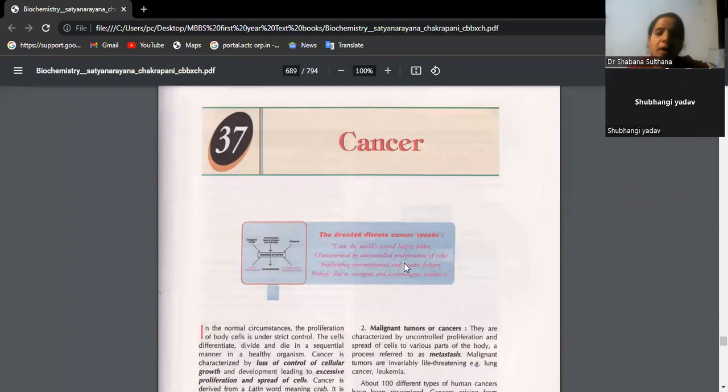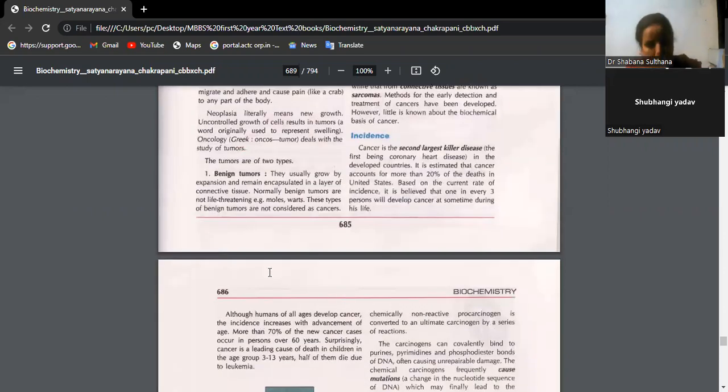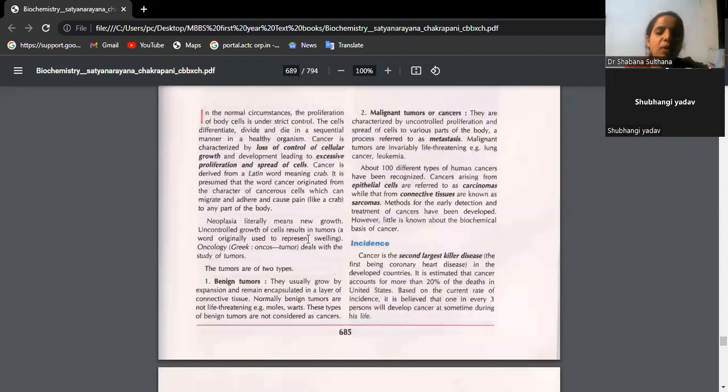Basically, abnormal multiplication of cells is nothing but cancer, beta. Cancer can basically be of two types. We have benign and malignant. Tumor is the normal term we use.